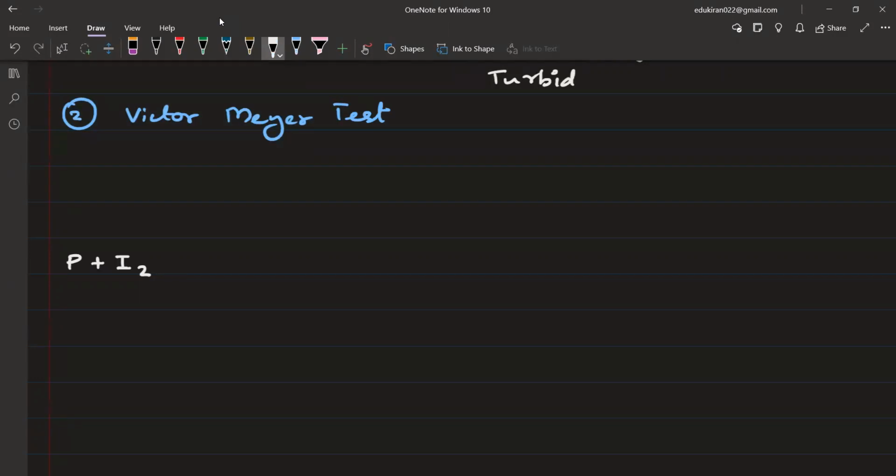What will be the product? Tell me. Phosphorus plus I2. Think. You have done this in haloalkanes and haloarenes also. You have done this in the alcohol chapter also. In both the chapters, you have done this.